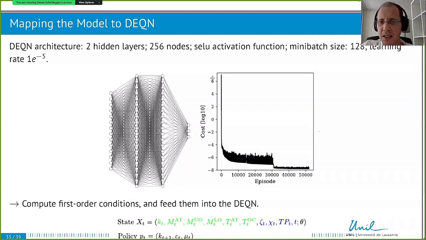Then when we run this deep equilibrium net, you see that this converges very smoothly. Instead of 100,000 node hours as our colleagues had before, it really solves in half an hour. So this is a big achievement, of course.